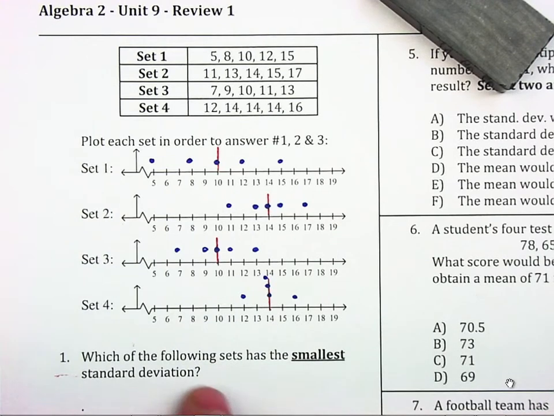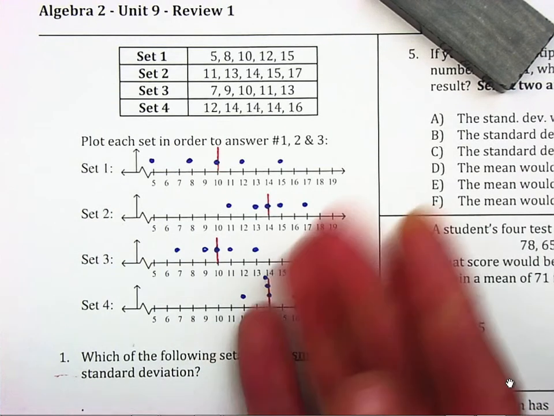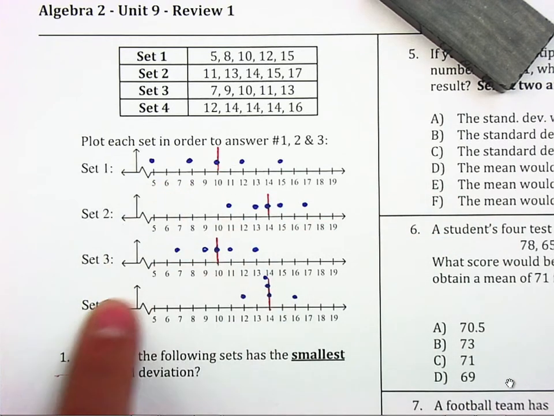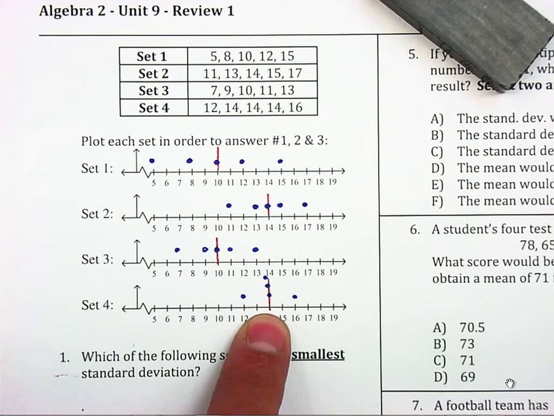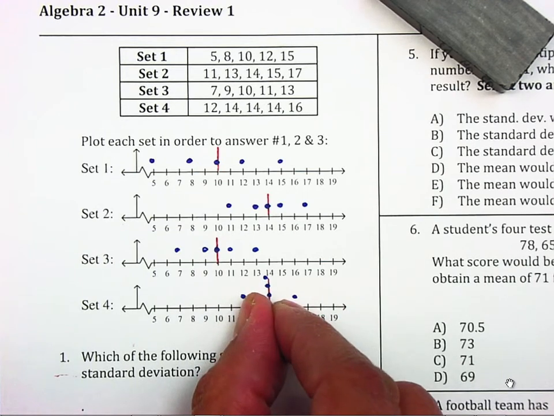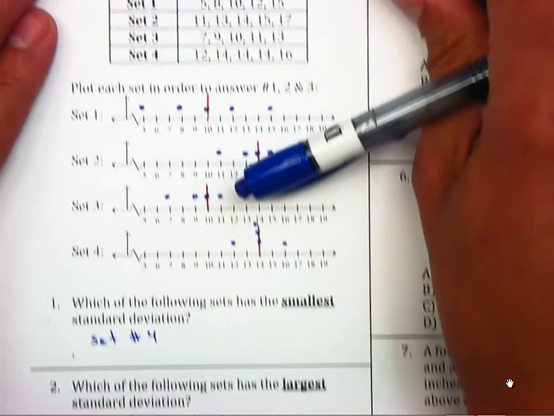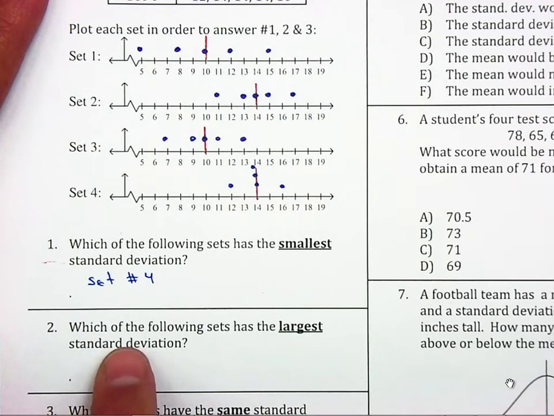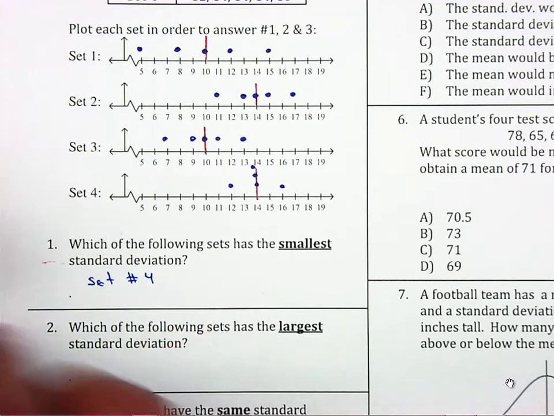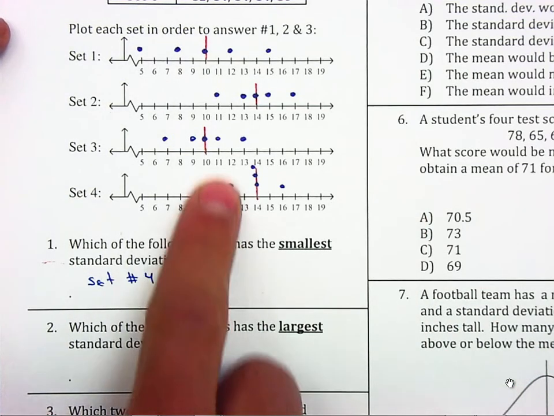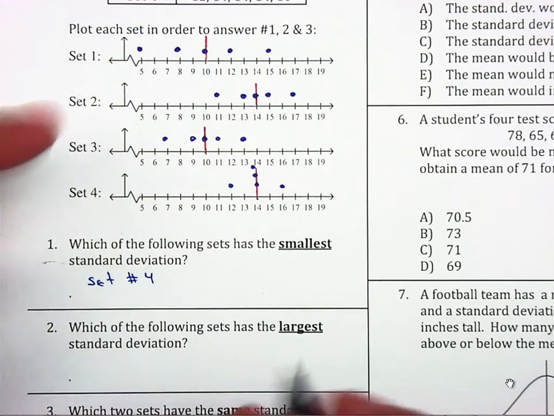Now remember, which one has the smallest standard deviation? Which ones are more piled up towards the center? So the smallest standard deviation is set number 4. Those are more piled up towards the center. Which one has the largest standard deviation? If it has a large standard deviation, that means that they're more spread out. So which ones are more spread out? Set number 1.